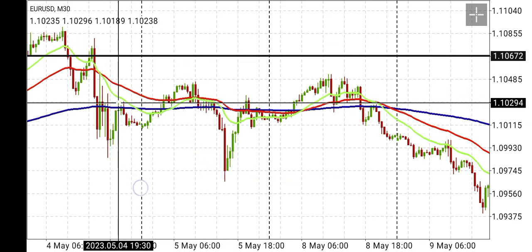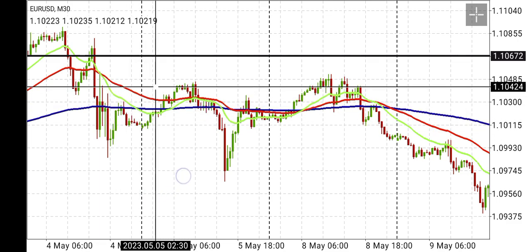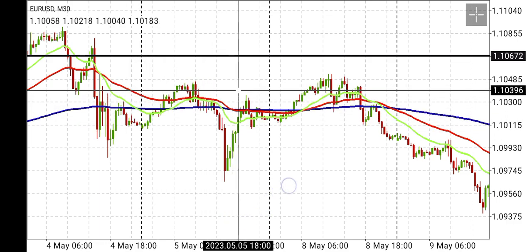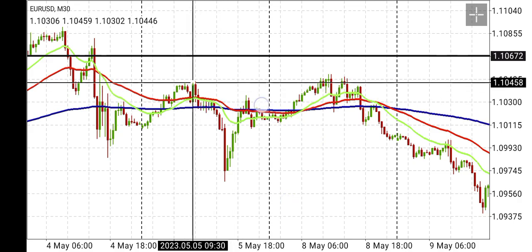Okay, the market sank a bit, went back up, sank a bit. It was just ranging in this whole place.